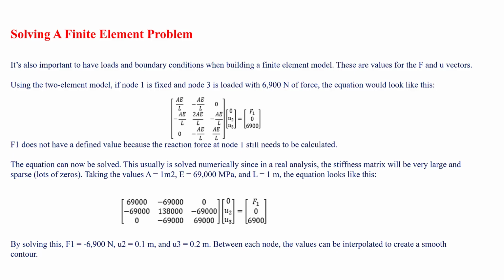Here the same condition, a three elemental model. The first node is fixed at the corner, the second node is in the middle, and at the third node we're going to apply a load of 6900 Newton force. The equation will be written in this form, where F1 does not have a defined value, so we need to find it out at that location. The equation can be solved by using the following values.